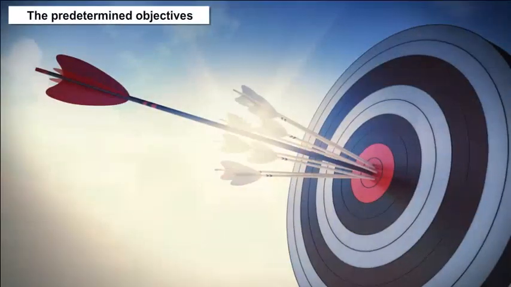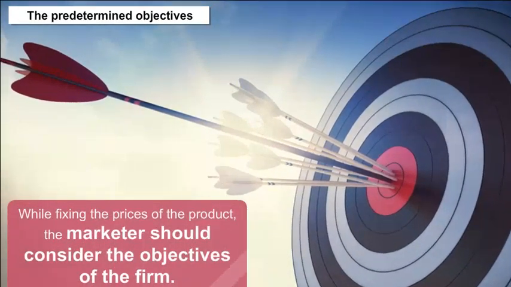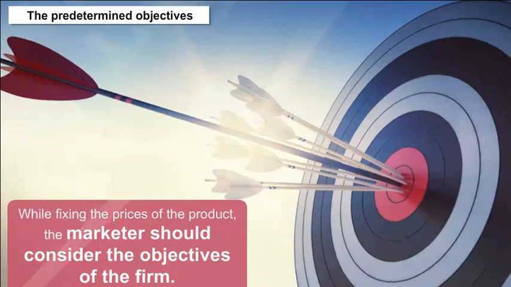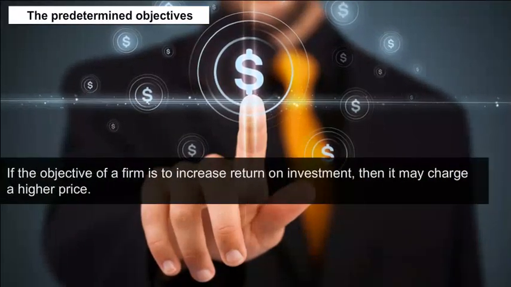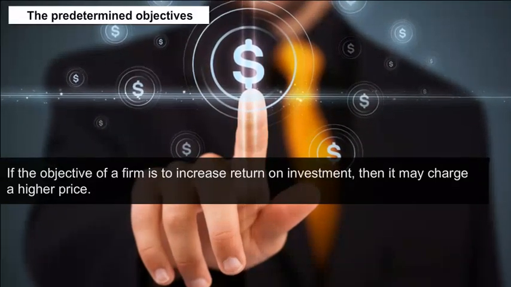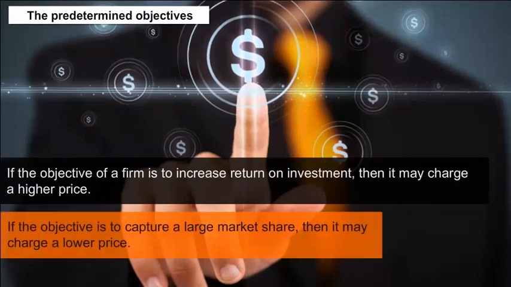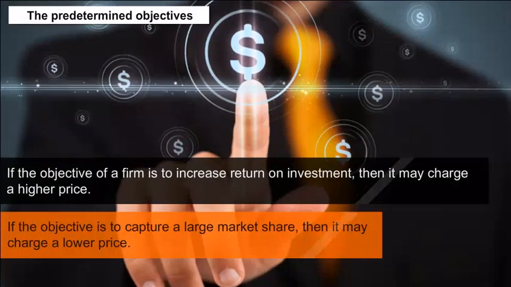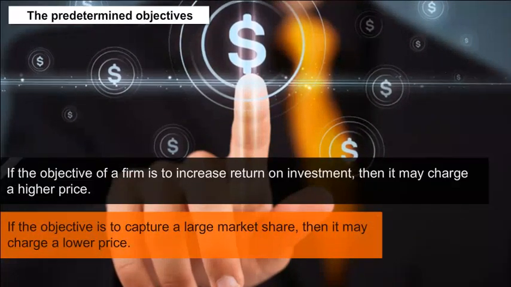The predetermined objectives. While fixing the prices of the product, the marketer should consider the objectives of the firm. For instance, if the objective of a firm is to increase return on investment, then it may charge a higher price. And if the objective is to capture a larger market share, then it may charge a lower price.